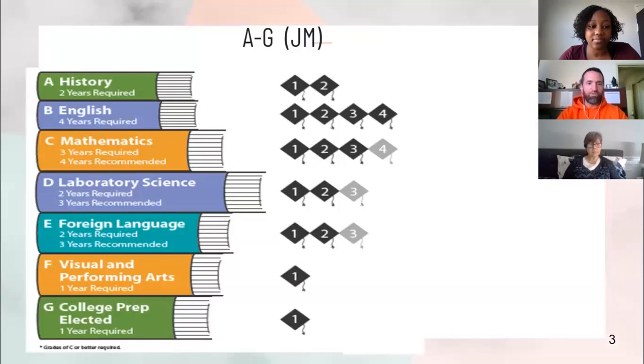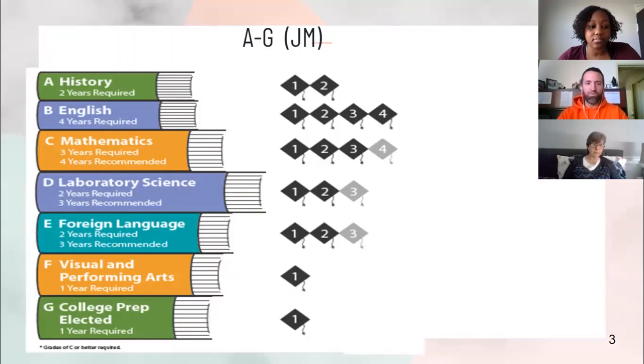So the A through G requirements, these are the requirements that we expect 100% of West Campus graduates to meet. These are the requirements that set you up as ready to be accepted to a University of California school or a California State University. This easy to read graphic shows that we need 2 years of history. Each West Campus student achieves that when they complete World History as a sophomore and then complete US History as a junior. You need 4 years of English.